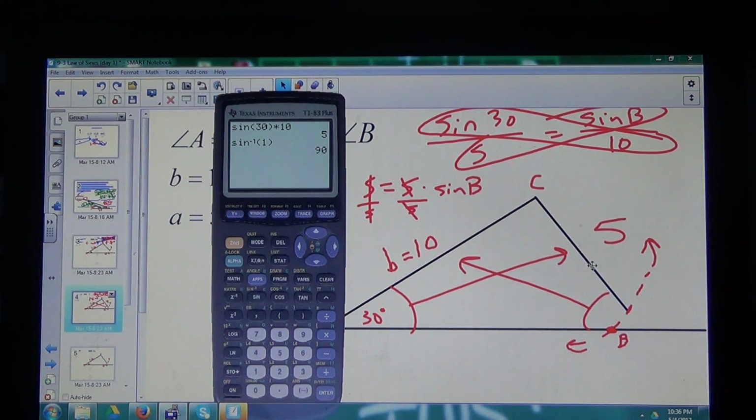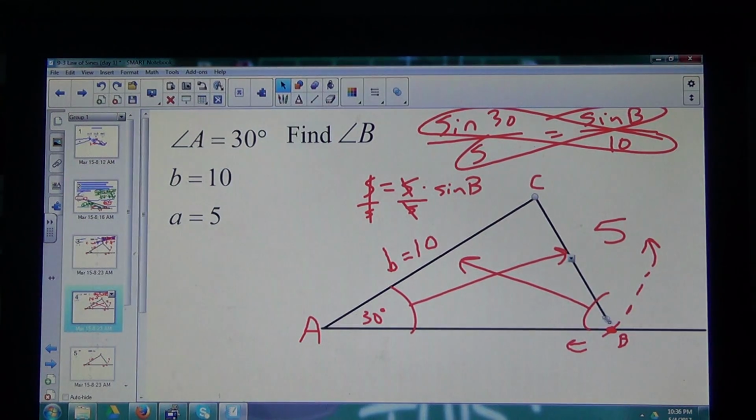Now if you think about this one, this side of length 5 is just long enough to barely touch at 90 degrees, and then it goes back up and doesn't touch again. So it swings down, nicks it there, and goes back up. So that one actually made a right triangle. So B equals 90 degrees.